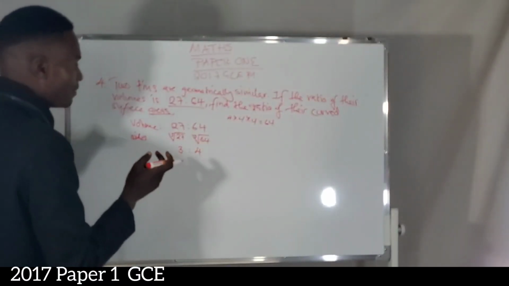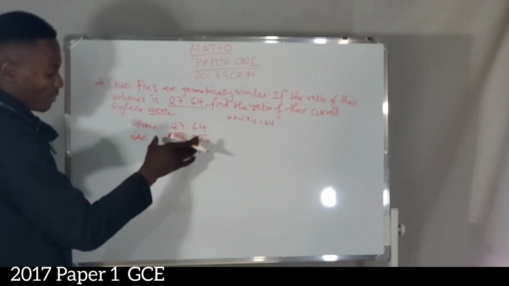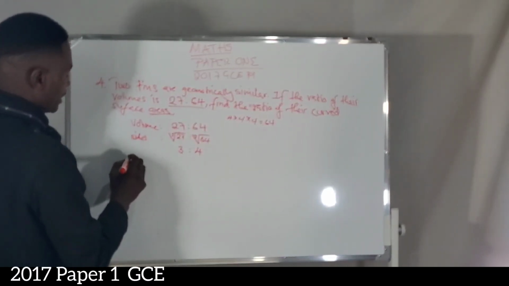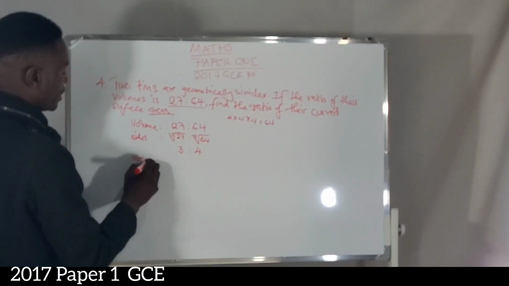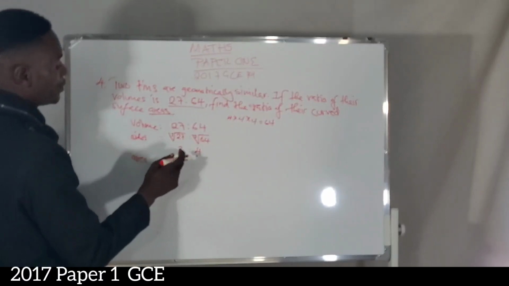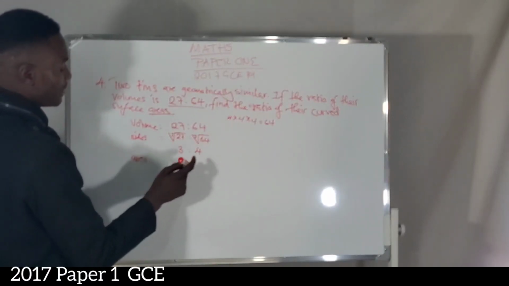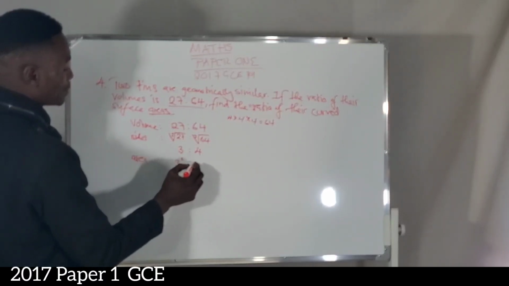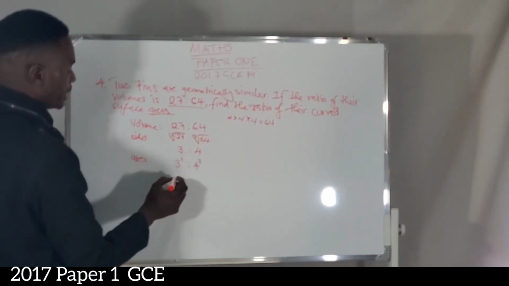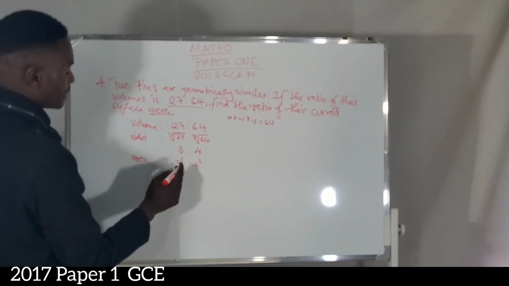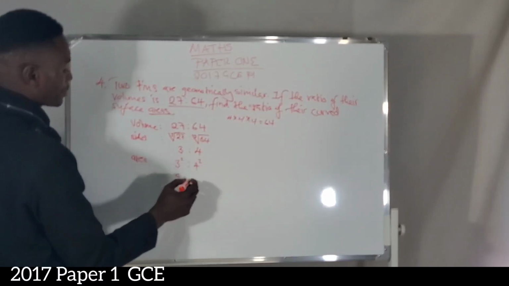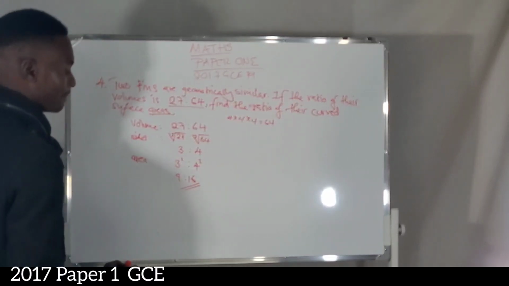Then we can change the ratio of their sides to the ratio of their area. What do you do when changing from sides to area? You square these. So it will be 3 squared to 4 squared, which gives 3 to the power 2 is 9, and 4 squared is 16. So this is the answer.